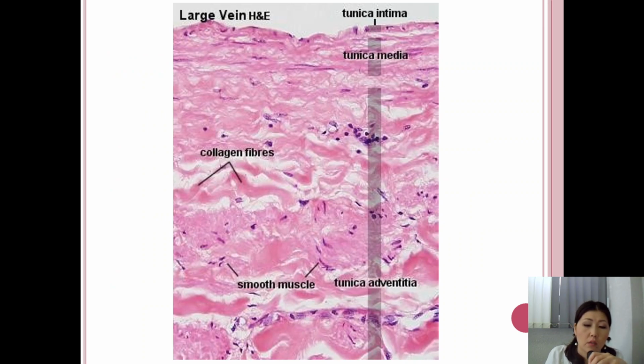And here you can see a wall of a vein, hematoxylin and eosin stain. Here this is tunica intima, tunica media with less smooth muscle and collagen fibers, and tunica adventitia. Smooth muscles are less, like small bundles here. You can see.